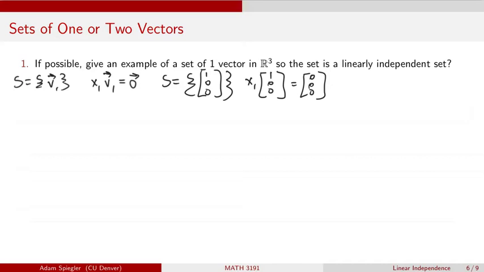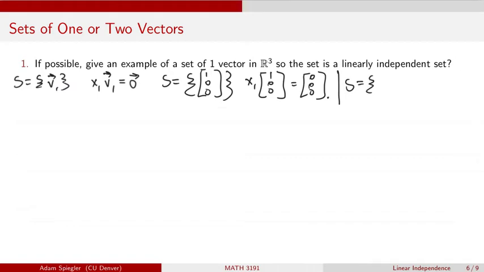x1 equals 0 is the only way that we're going to get the 0 vector back. So now you might ask yourself, well, that means any vector that I plug in there is going to work. And that's not necessarily the case here. So think to yourself, can you think of a set of one vector in R3 which would be linearly dependent? And there's only one such set in R3.